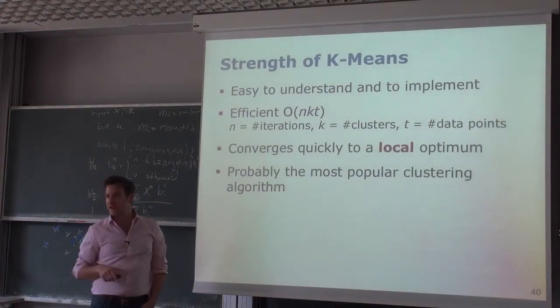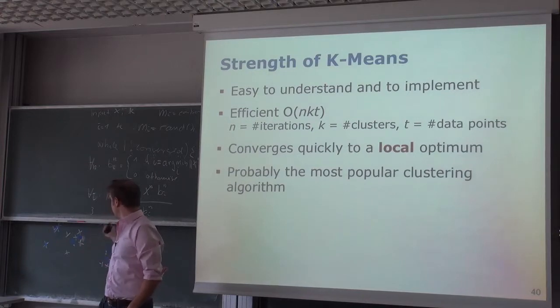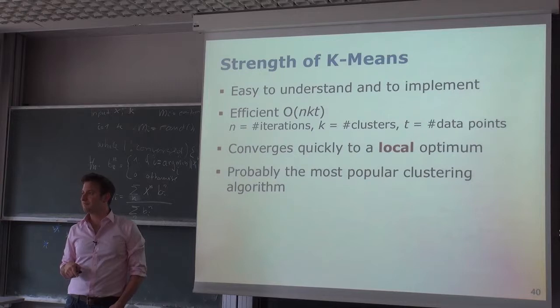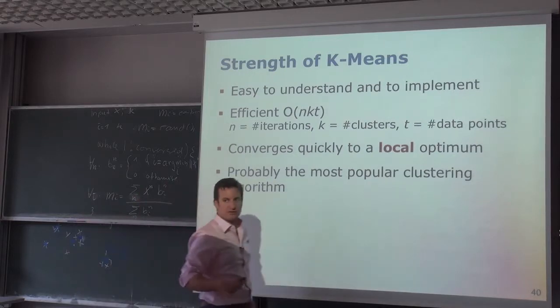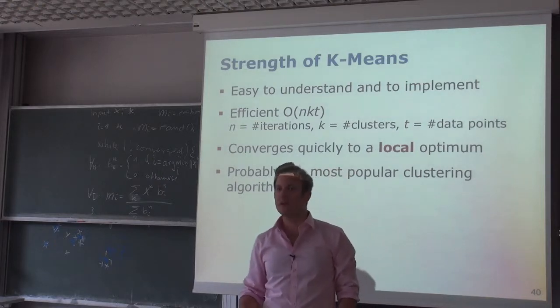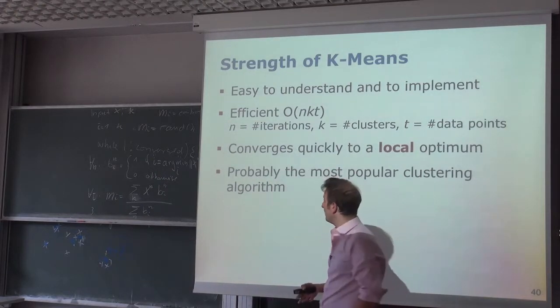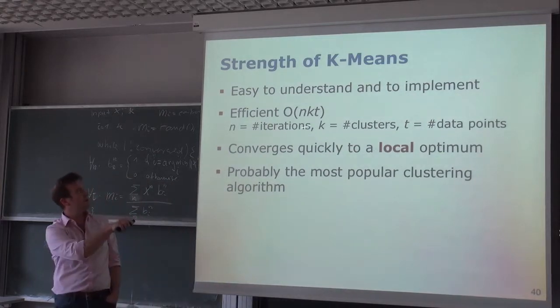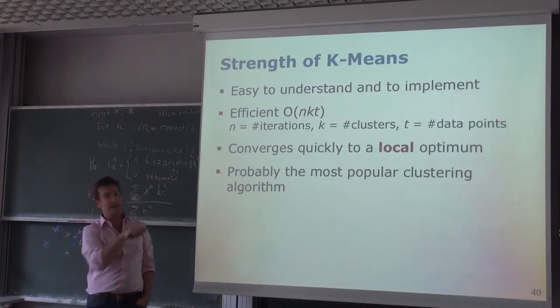The number of clusters that I have, because I have to do that for all clusters, and the number of data points. So if I have twice as many data points, the algorithm takes twice as long. If I have twice as many clusters, the algorithm takes twice as long. If I have twice as many iterations that I need to execute, the algorithm takes twice as long. That's what this notation O of nkt means.